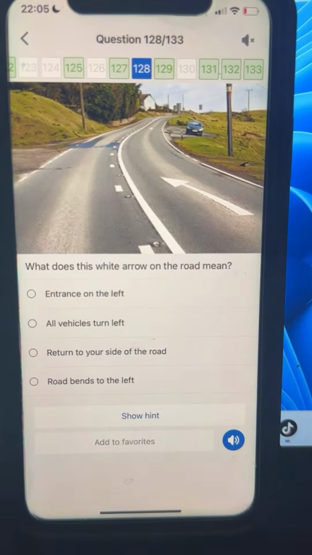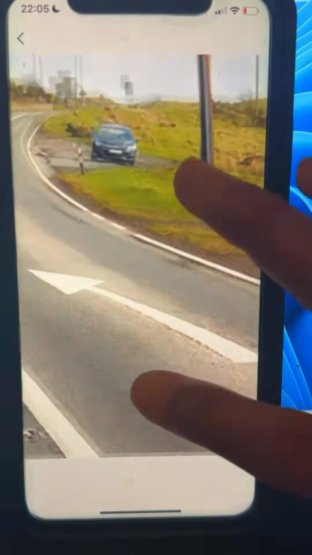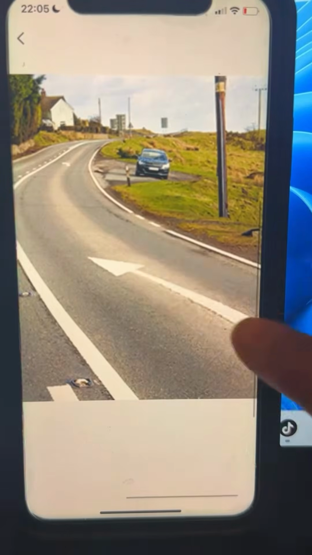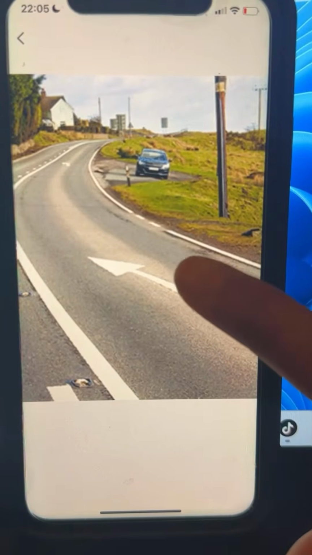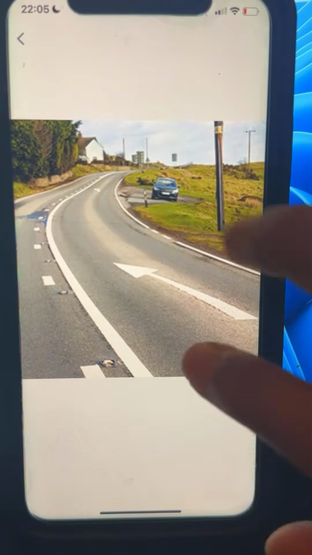Good. Now, what does this white arrow on the road mean? Why do we have these arrows in here? It's a bit curved, okay? It's not straight. It's a bit leaning to the side, okay?